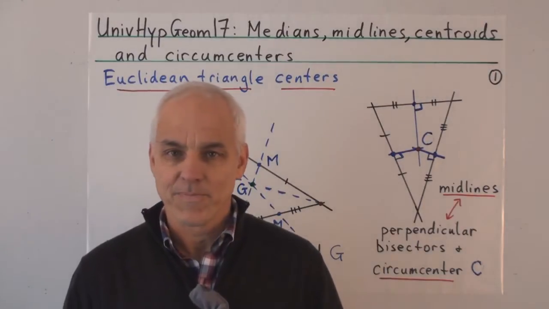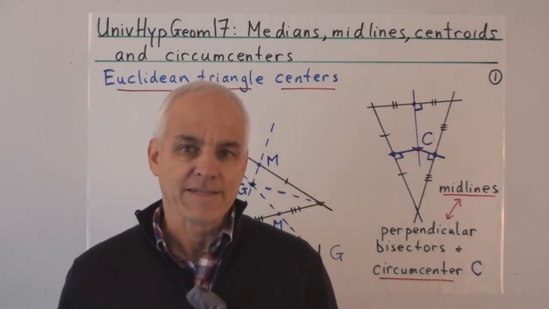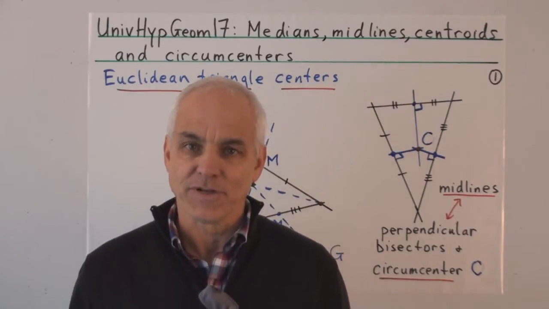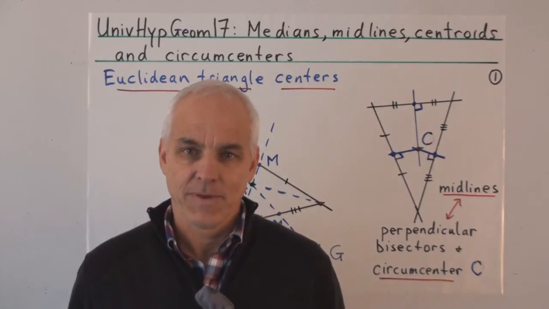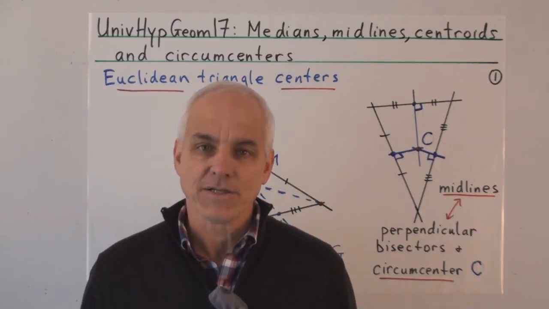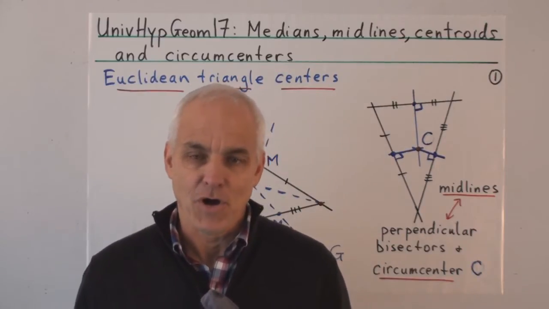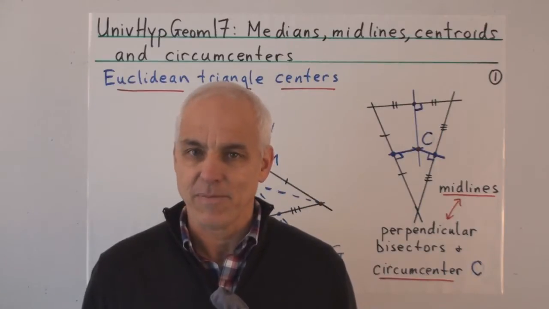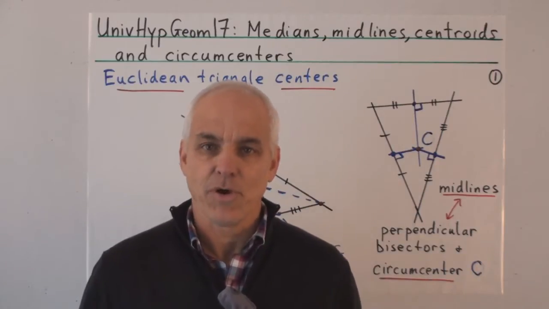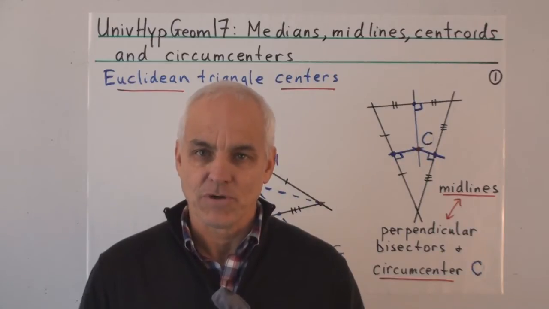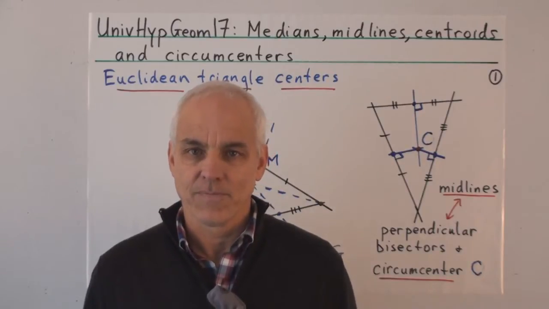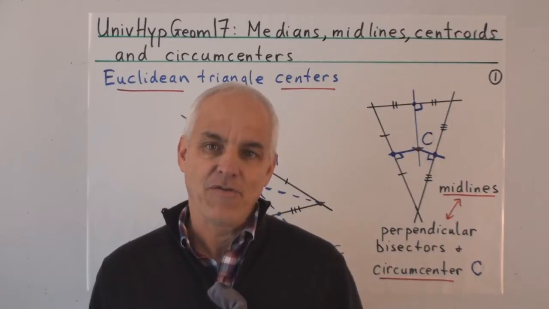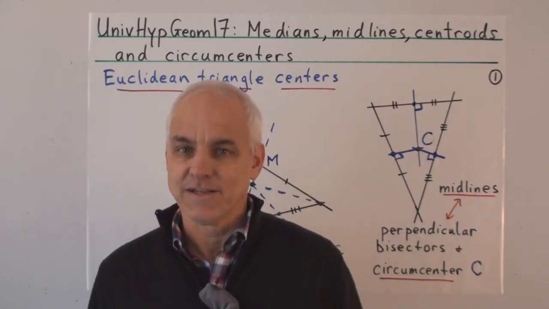I'm Norman Wildberger. Today we're going to look at some interesting aspects of triangle geometry in universal hyperbolic geometry. We're going to look at analogs in the hyperbolic setting of some very famous triangle points in the Euclidean plane. The centroid of a triangle, the circumcenter of a triangle. And this is all based on our understanding of the midpoint of a side.